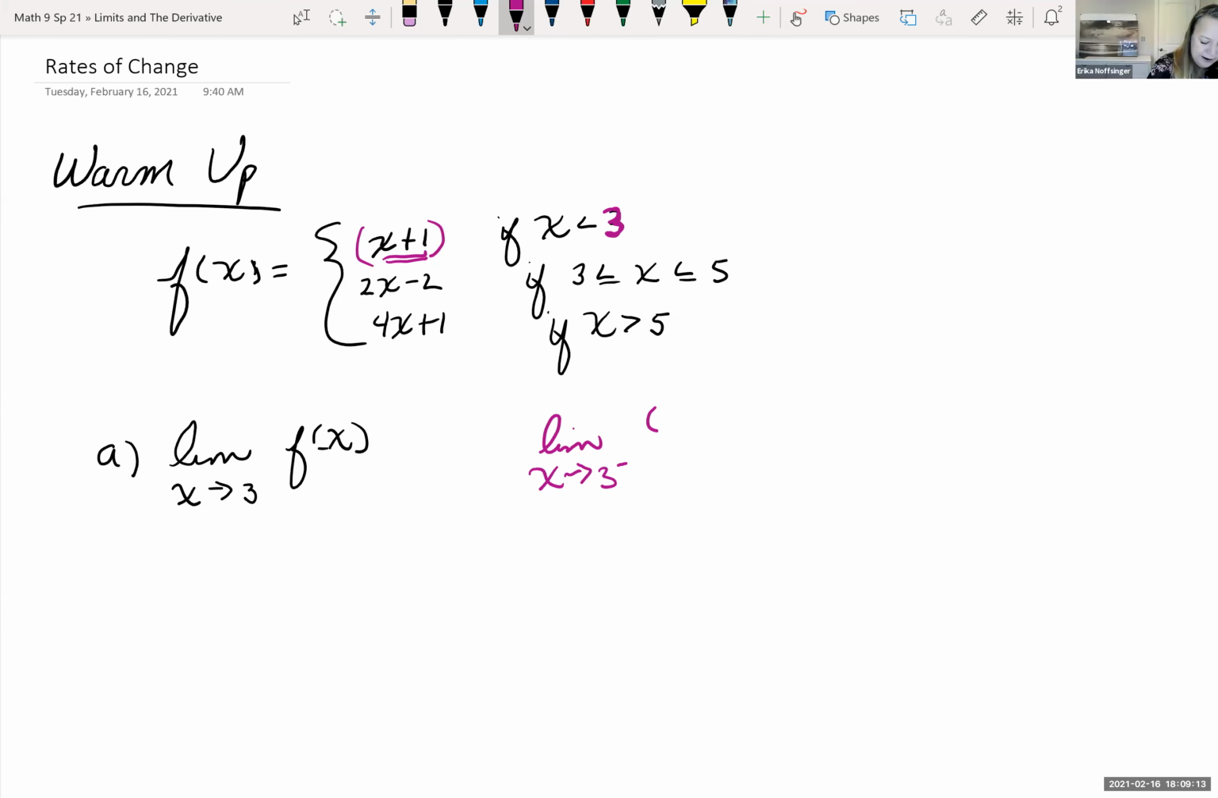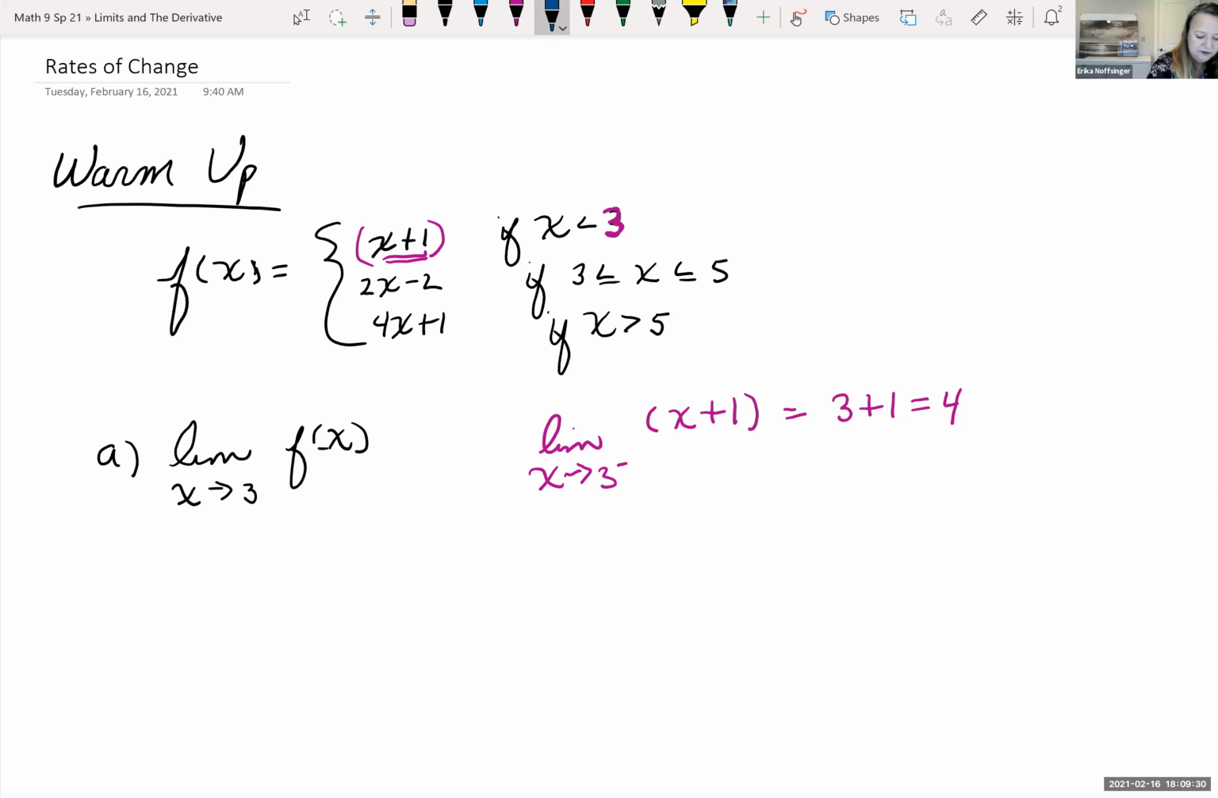So I'm just going to plug in here x plus 1. And so we would do direct substitution. So go in here and plug in 3 wherever you see an x, and we get 3 plus 1, which gives us back 4.